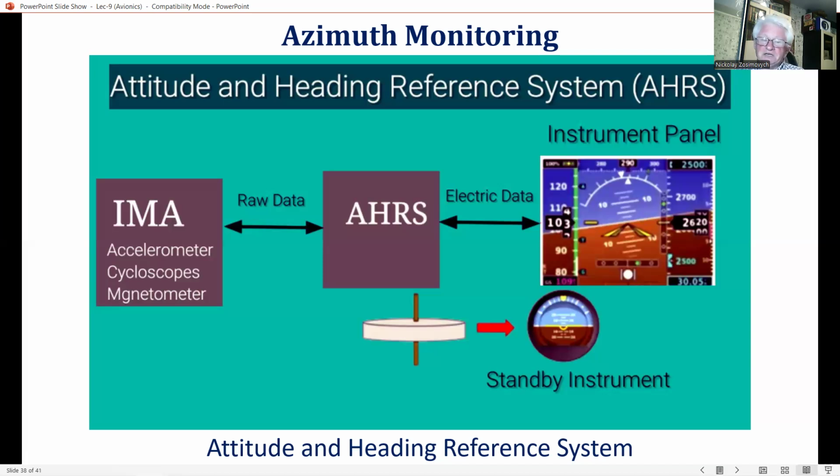A magnetic heading reference is used for initial alignment and to provide long-term monitoring of the heading by combining the gyro heading with the magnetic heading. And this will be explained in the next lecture.